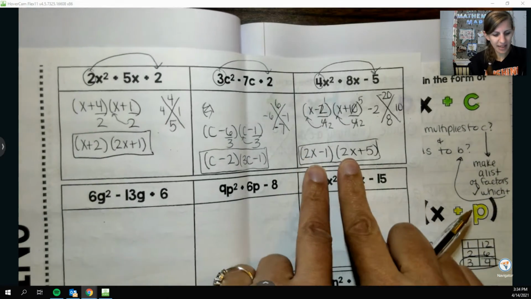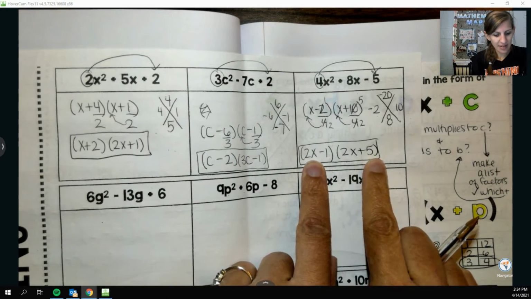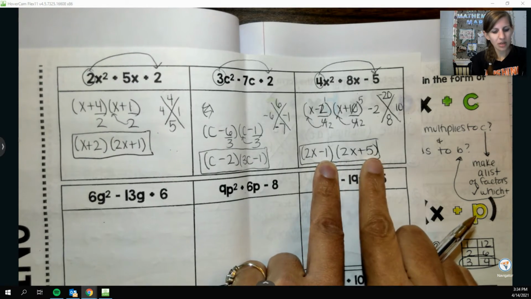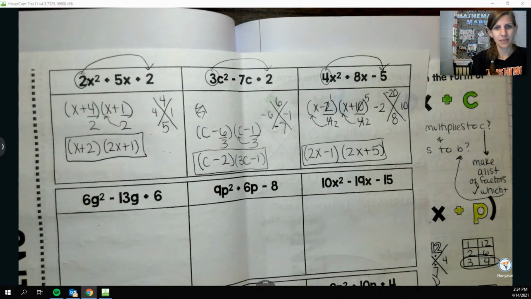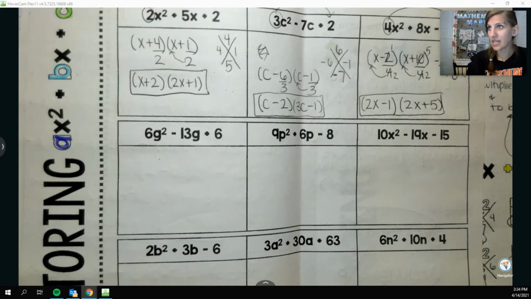And it all multiplies back. That's 4x squared, +10, -2, and then -5. Alrighty, on to the next.